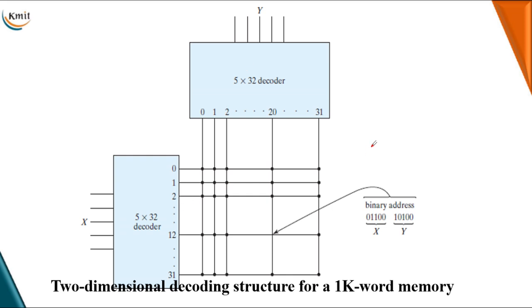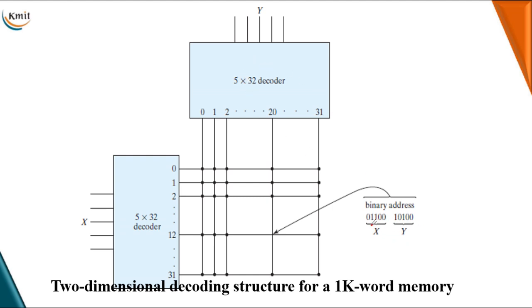So your 1k word or 1 kilo word memory is designed using a two-dimensional decoding with a low order decoder. Instead of taking a 10 into 1024 decoder, let me divide that into 5 into 32, and let me take one output as a row and another one as your column. The most significant 5 bits of your address are applied to the X decoder, and the least significant 5 bits are applied to the column decoder.